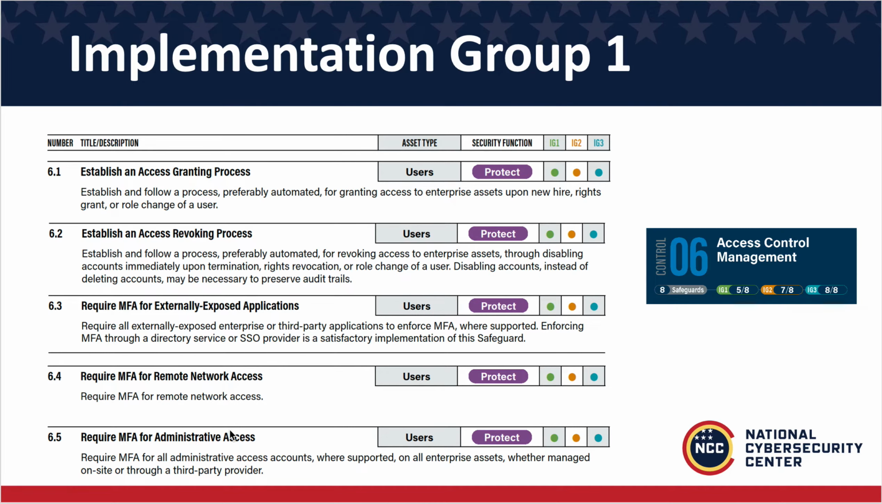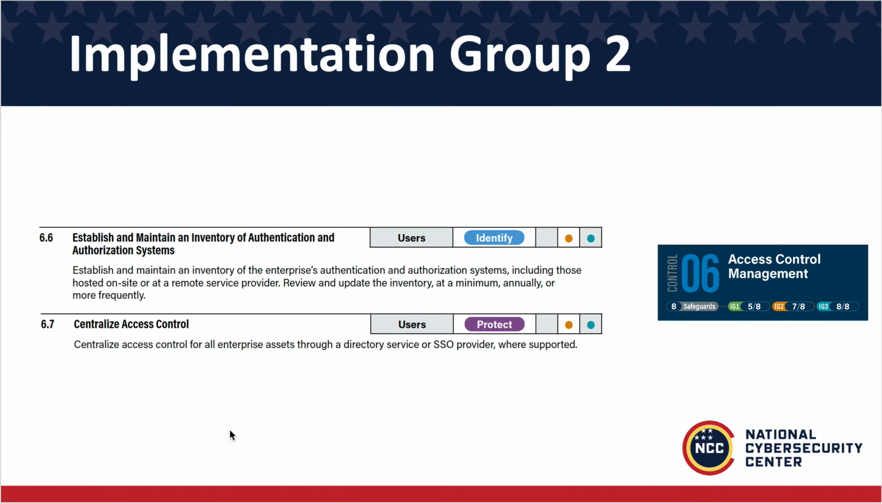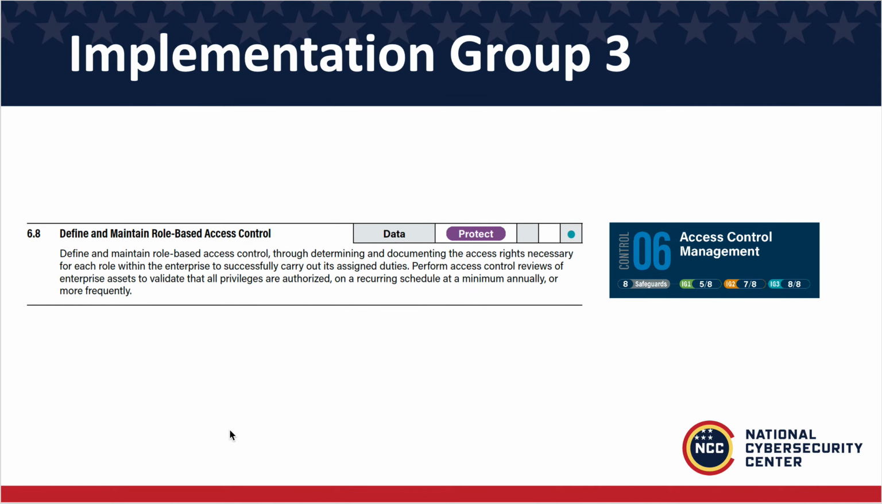For the implementation groups here for access control management, IG1 is obviously granting and revoking access and multi-factor authentication for all types of access. Those are key concepts, all under the protect NIST CSF function. Then IG2 has 2 safeguards: an inventory of the authentication and authorization systems and centralizing this function. And then implementation group 3 is going to be using role-based access control.